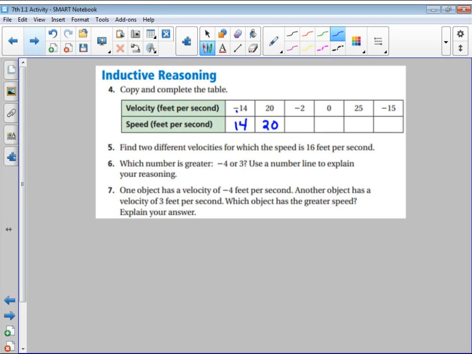And in the third one, -2, well, that could be we moved backwards 2 feet per second, or we went down 2 feet per second. So what was our speed? It was 2 feet per second. So our answer there would be 2.